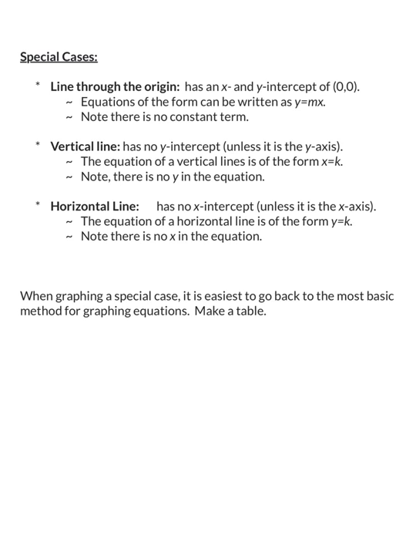The last type of special case that we are going to look at is horizontal lines. A horizontal line is a line that is flat. For instance, the floor of the classroom, or the ceiling of the classroom, or the top of your table. These are considered horizontal. A horizontal line has no x-intercept, unless it is the x-axis, and then again, you have an infinite number of x-intercepts. The equation of a horizontal line is of the form y equals k, where k is some constant. Note there is no x in the equation.